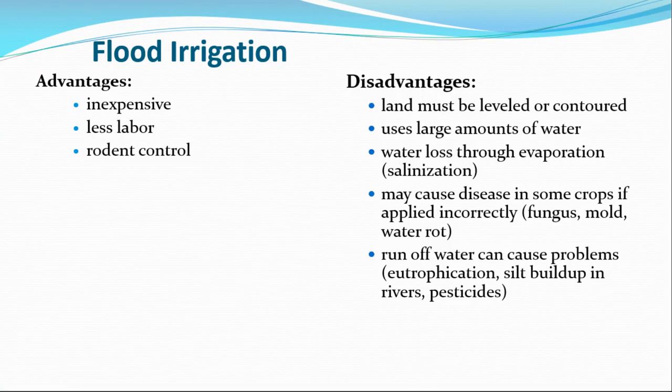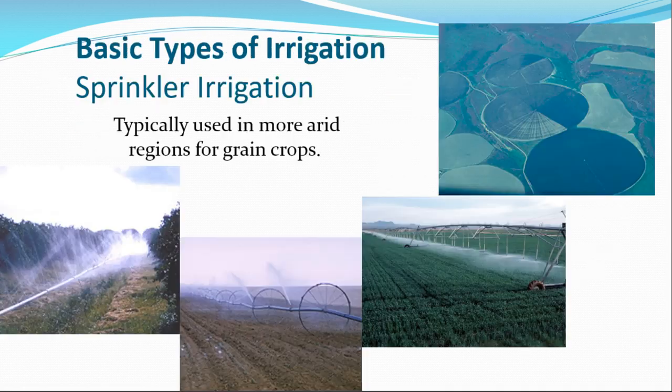So why would you do this? Well, it's inexpensive, there's very little labor, and it controls a big pest, especially for grain crops, rats, right? So rodents, mice, all of those guys. Disadvantage, you have to have the right angle of the land or the water won't flow. It uses huge amounts of water. You get that salinization and water loss through evaporation. You can get fungus, mold, and water rot because of standing water. And you get that eutrophication, you get sediment buildup, and of course you get pesticides in your runoff.